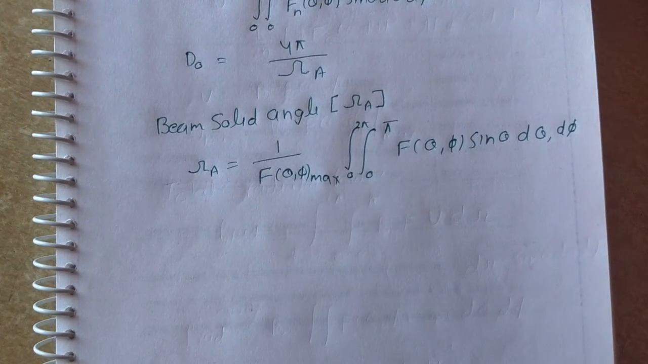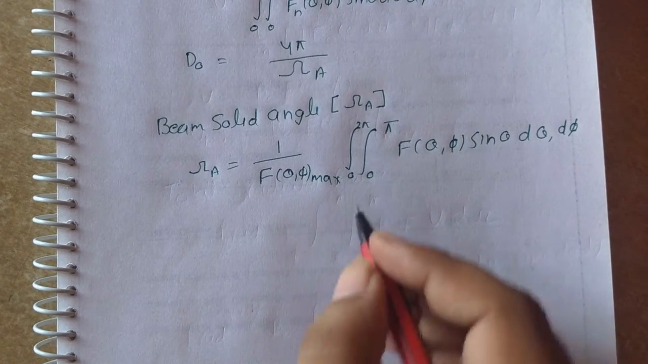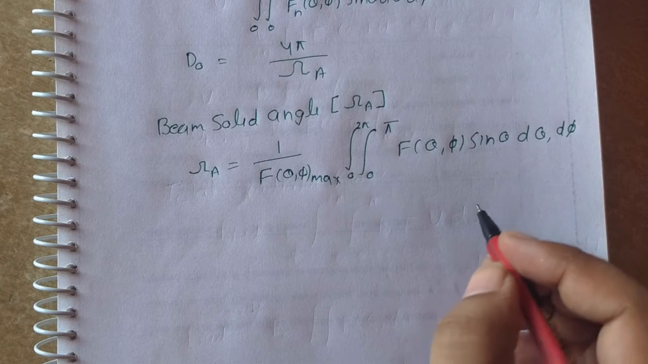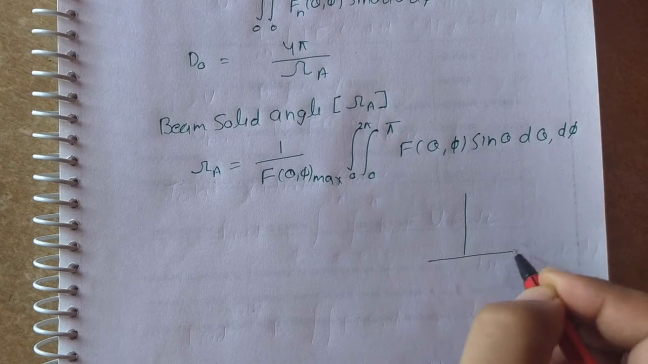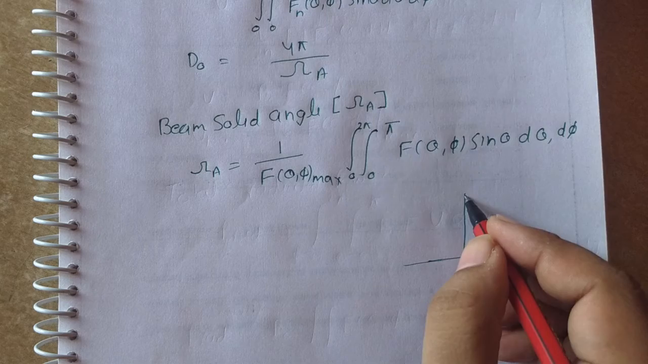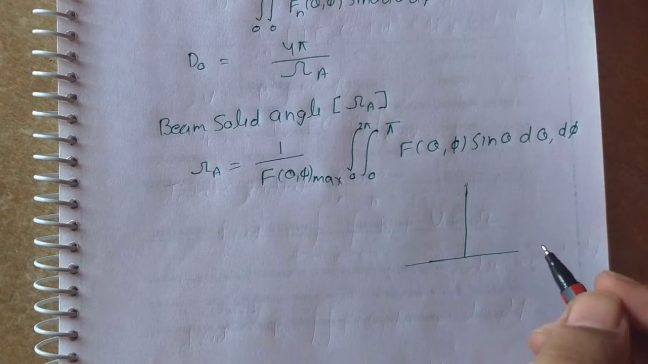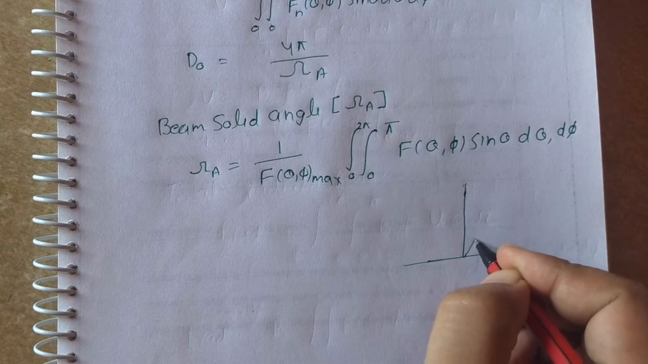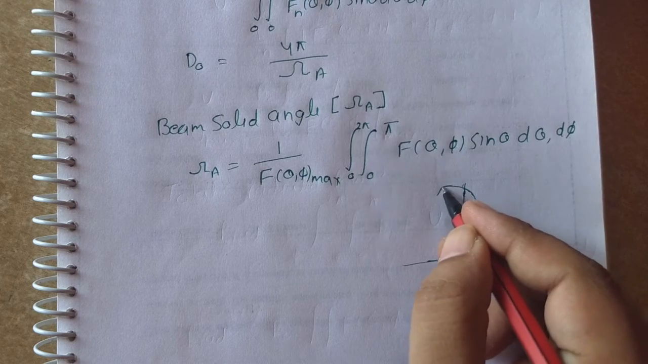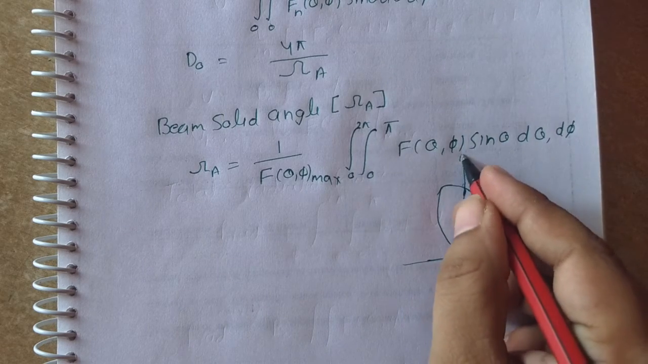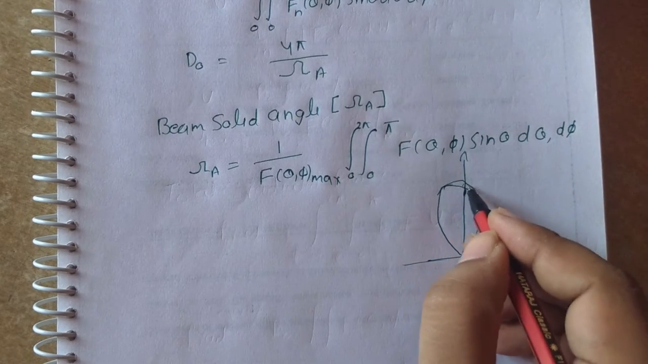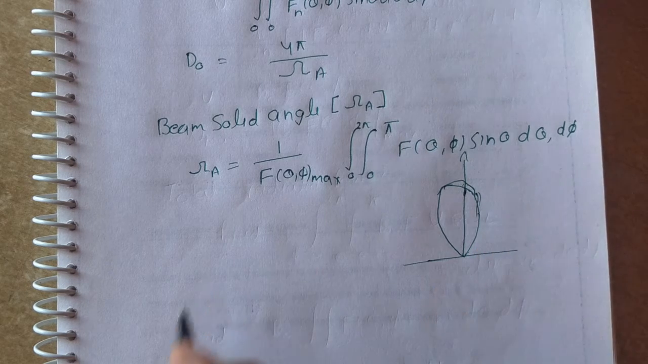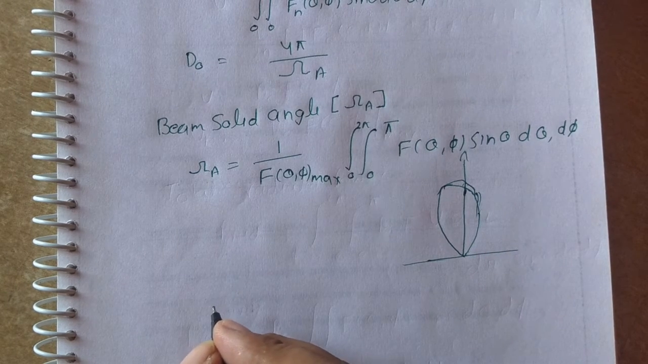Okay, now see here, how to calculate the beam solid angle. Suppose this is the main radiation beam. This is the mathematical formula to calculate the beam solid angle, if we know the information about the radiation pattern. So how to calculate omega A?